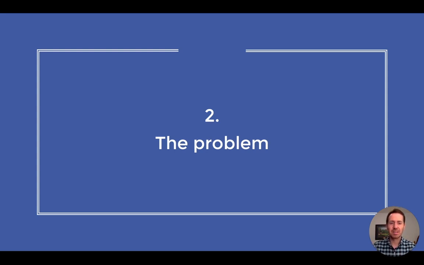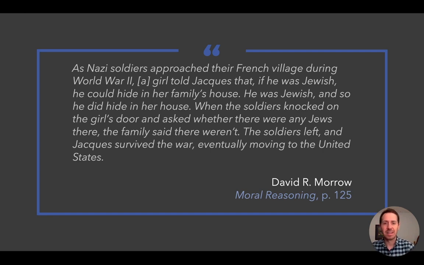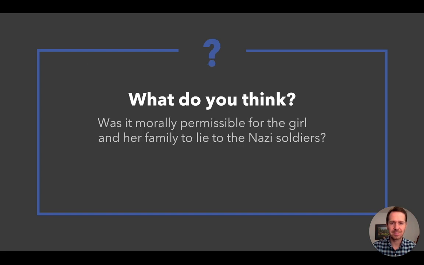So consider a common case. Nazi soldiers approach a French village during World War II. A girl tells Jacques that if he's Jewish, he can hide in her family's house. He is Jewish, and so he does hide in her house. When soldiers knock on the girl's door and ask whether there are any Jews there, the family says that there aren't. So the soldier leaves, and Jacques survives the war, eventually moving to the United States, happily ever after. This, I think, is a real case from Marrow's moral reasoning.